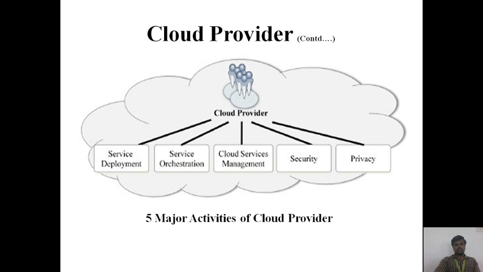Next one is cloud service management. So how you are going to manage that particular provided data, or how you are going to provide the data to the consumers, how you are going to manage that particular thing. Next one is security and privacy. So how you are going to secure data and how private your data is inside your cloud. So these are the five major activities in the cloud providers.